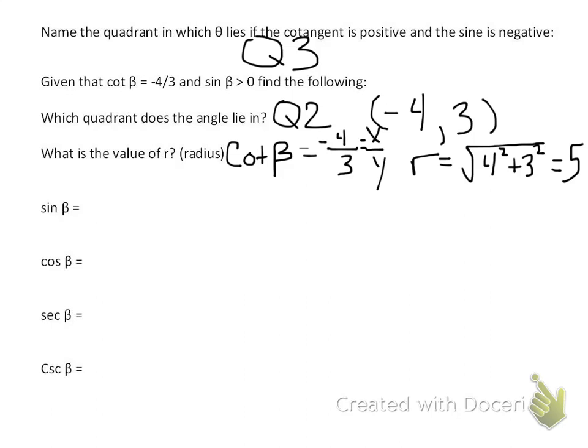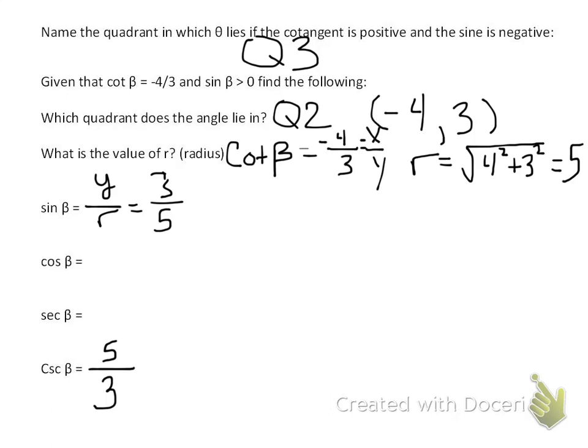So what's my ratio for sine? Sine is y over r. So my y is 3, my r is 5. So what's the reciprocal of my sine function? Okay, r over y is going to be the value of the function. What is the function that is the reciprocal of the sine? Cosecant. So your cosecant is then 5/3.